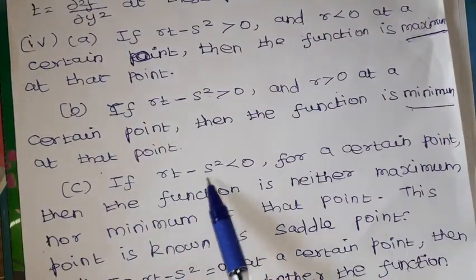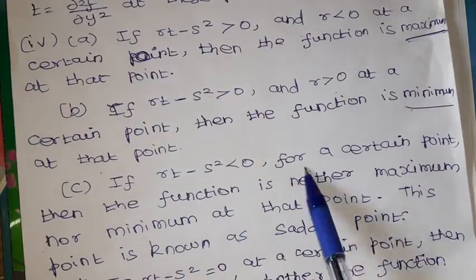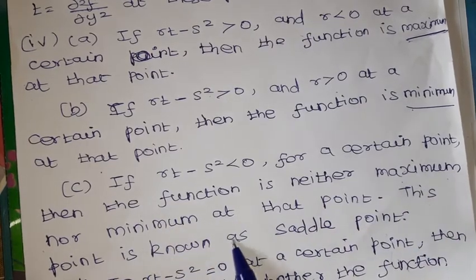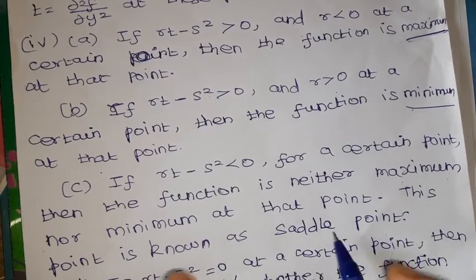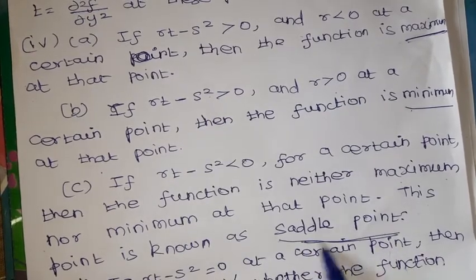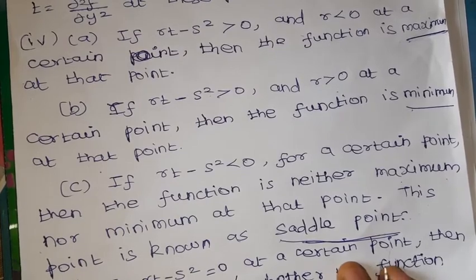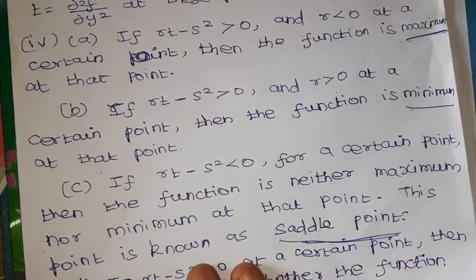Third condition: if rt minus s squared is less than 0 at a certain point, then the function is neither maximum nor minimum at that point. This point is also known as a saddle point. This is also very important. Saddle point means neither maximum nor minimum.